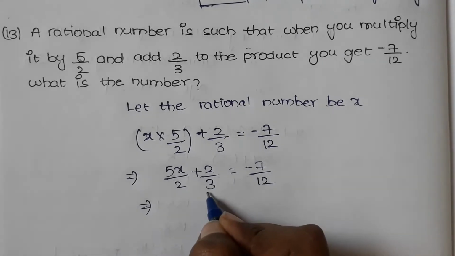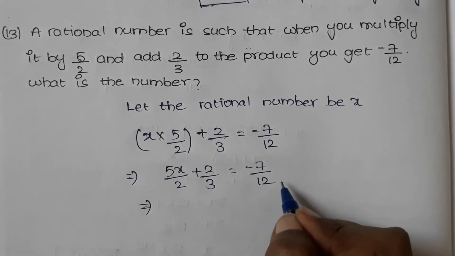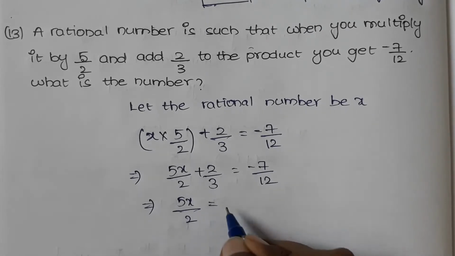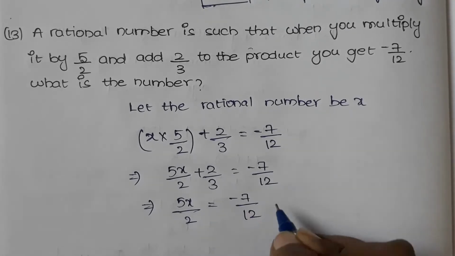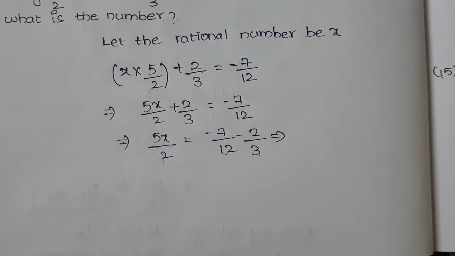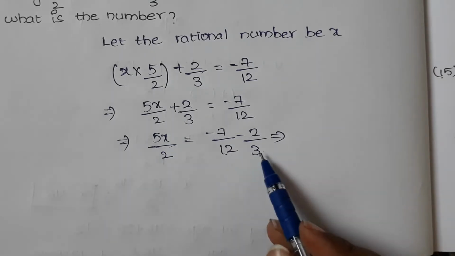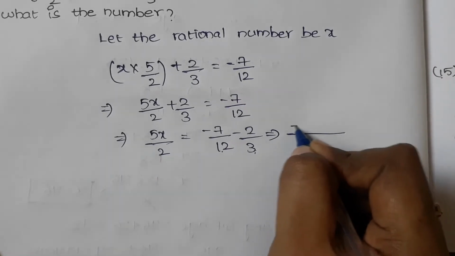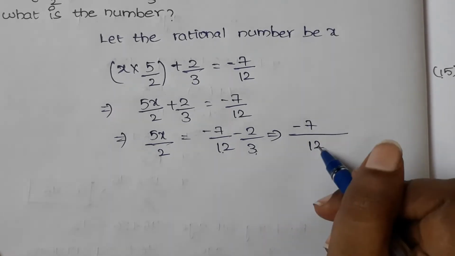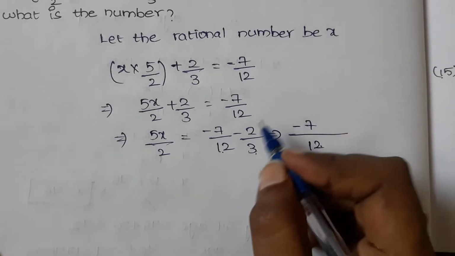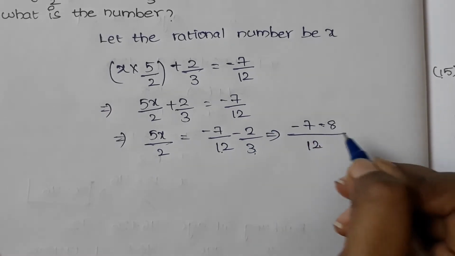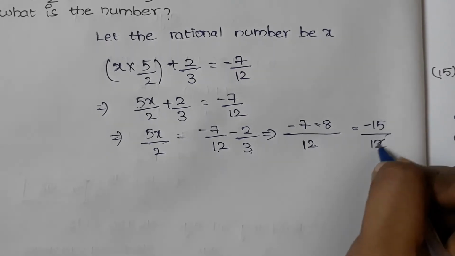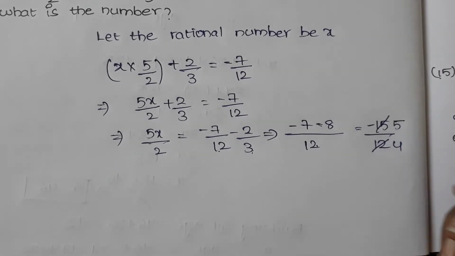Now this 2 by 3 in the LHS is to be transposed to RHS, that is 5x by 2 equals minus 7 by 12 minus 2 by 3. Here for 12 and 3, the LCM is 12. Minus 7, and 3 into 4 equals 12, that is 4, 4 into 2 is 8, that equals minus 15 by 12. We should cancel these 3 fours and 3 fives.